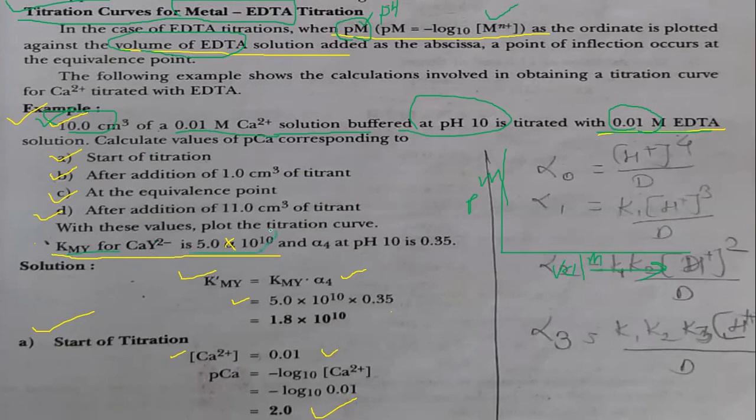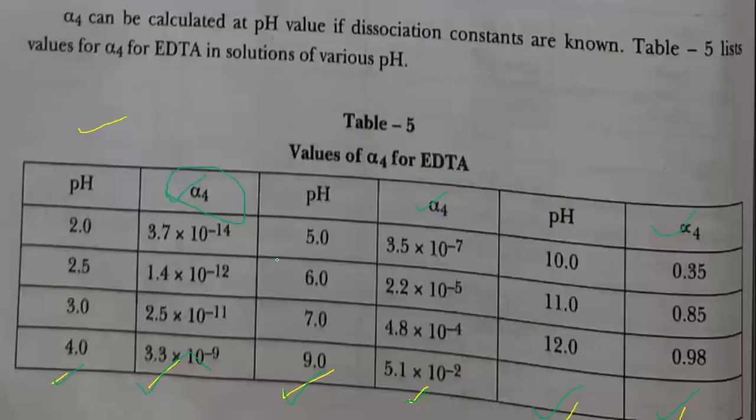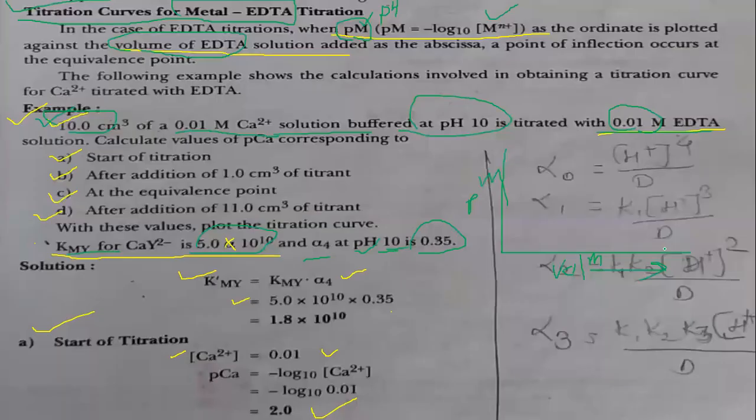Now we have two values: KMY for CaY2 minus is 5 into 10 raised to 10, and the alpha 4 value is 0.35. As we have seen, the alpha 4 value at pH 10 is 0.35. Therefore we need those values during the practical, and we take them from the literature.